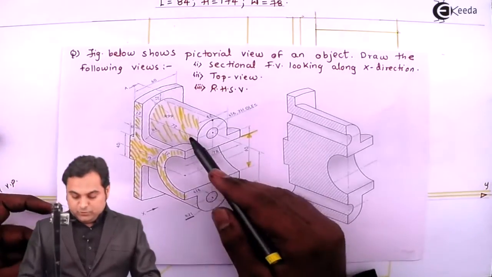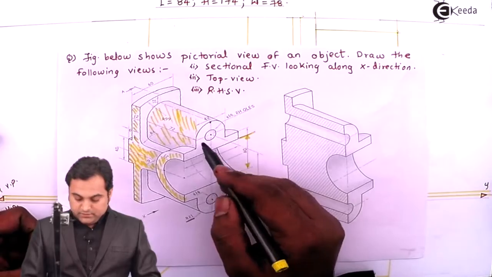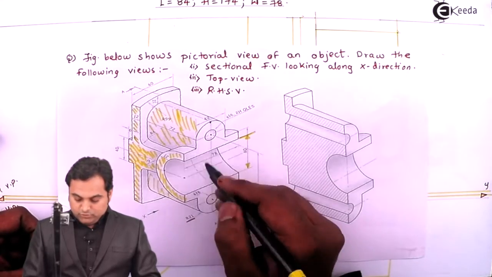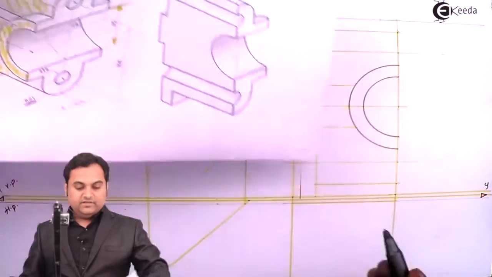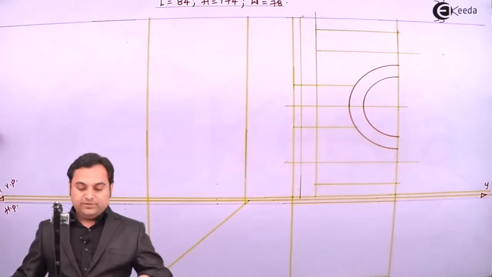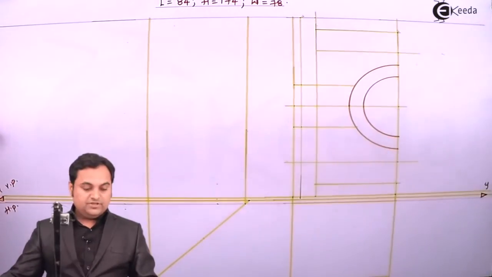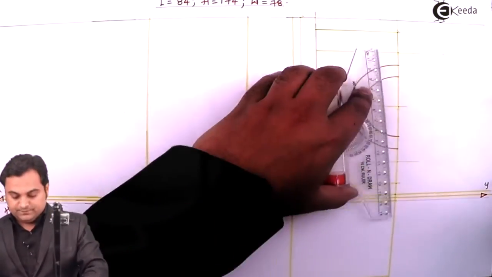Then inside this portion, there are two circles of diameter 16 having the same center. So that has to be hidden and it will be throughout. So measuring 88 mm on both the sides.